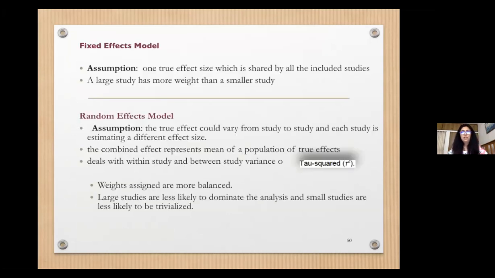So again, we still haven't combined all our data, we need to decide which model we want to use. So what is a fixed and what is a random effects model? Anybody want to tell?